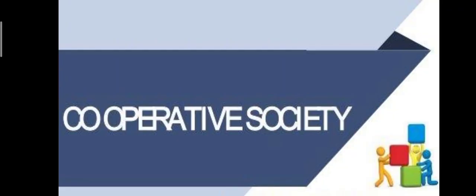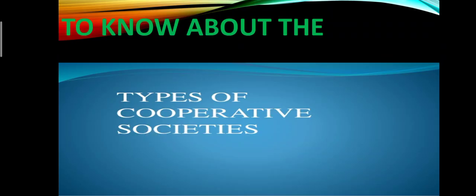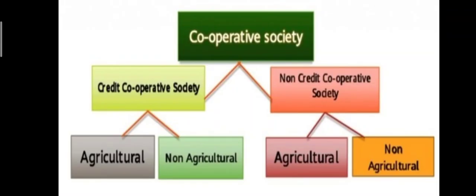Unit 2, Chapter 7, Part 3, Cooperative Society. Learning Objectives: to know about the types of cooperative society. Now look into the chart. The cooperatives can be broadly classified into two, that is, credit cooperatives and non credit cooperatives. The credit cooperatives can be further classified into agricultural credit and non agricultural credit cooperatives.